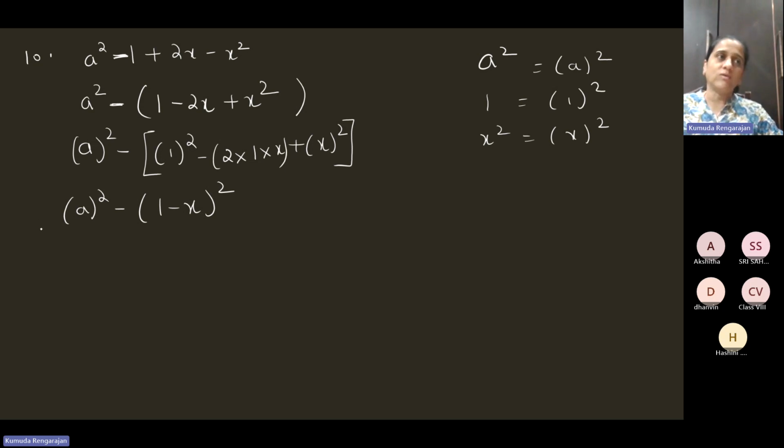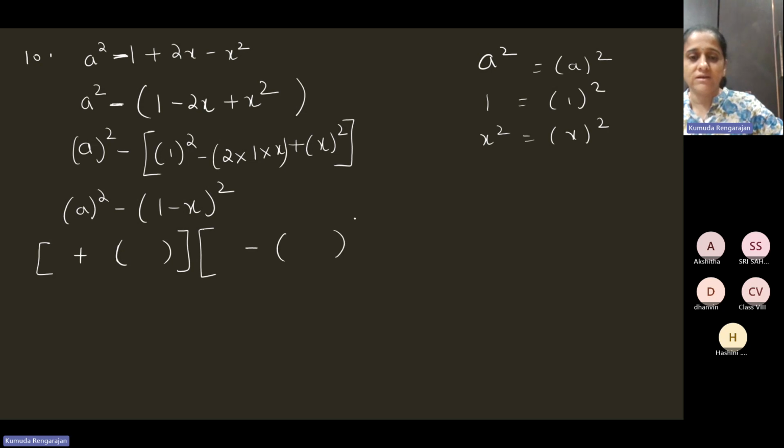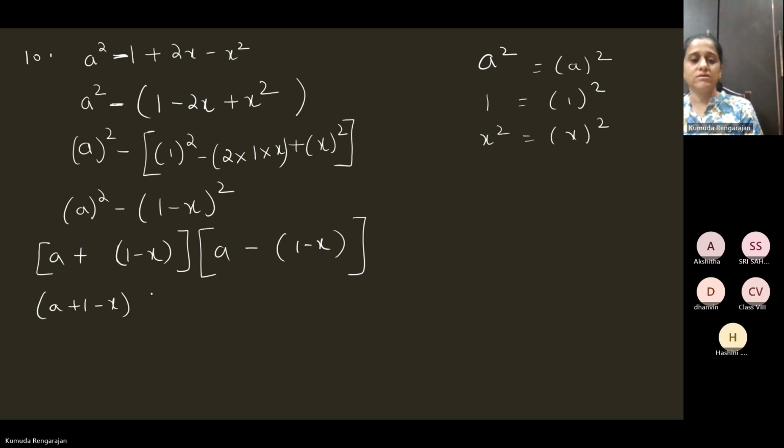Now this is of the form A squared minus B squared, which is A plus B into A minus B. B has more than one term, so bracket for B. A plus B into A minus B. A plus 1 minus x, A minus 1 plus x.